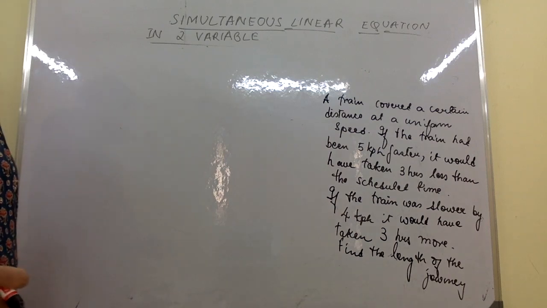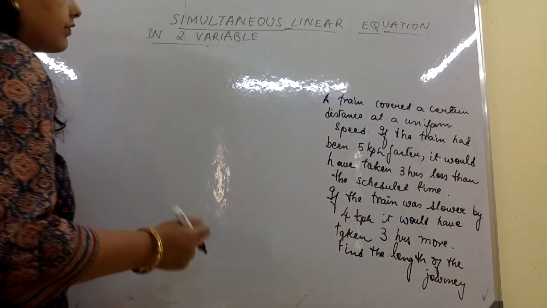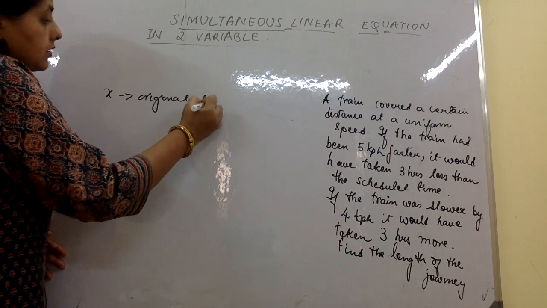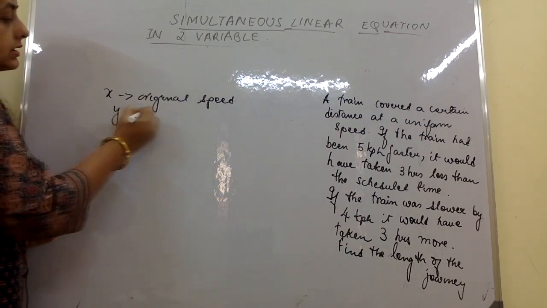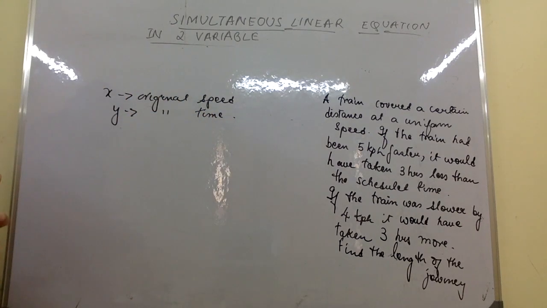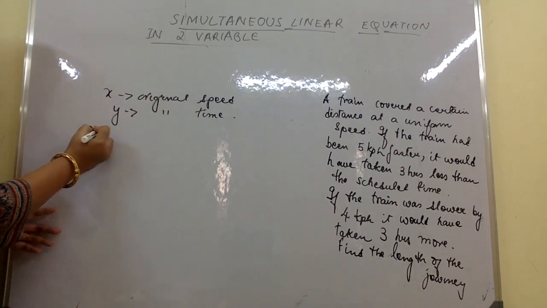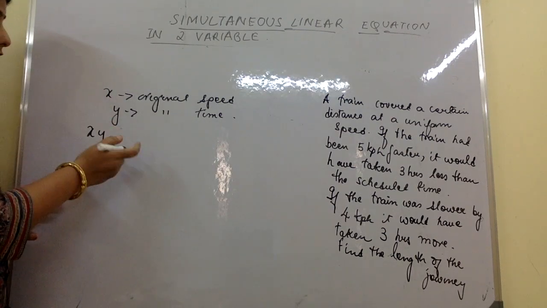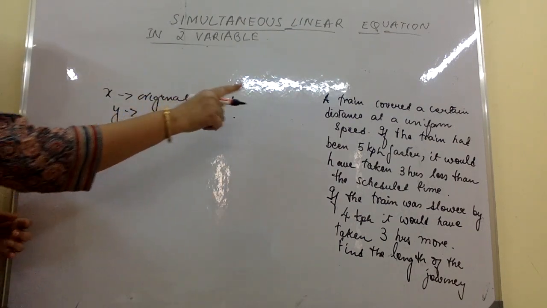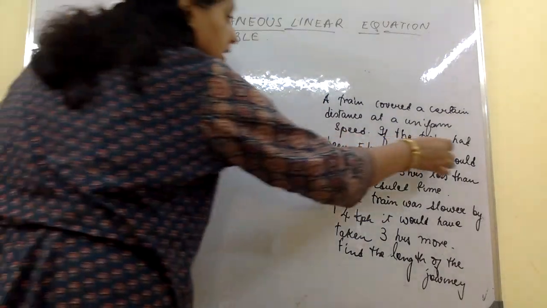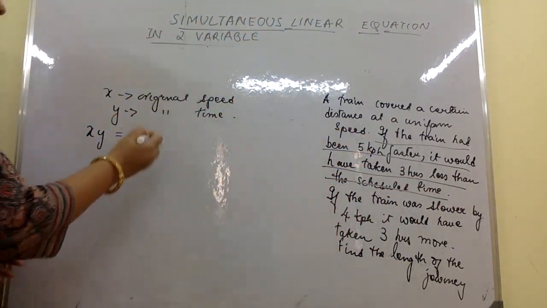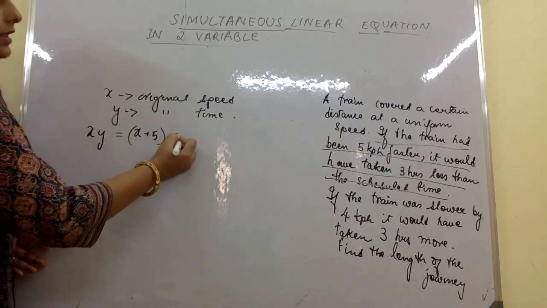So here in this question we are going to take x as the original speed of the train. Y is the original time taken by the train. Okay, then the distance is xy, because distance is speed into time. Now the same distance xy is being covered with, this is my first case, if the train had been 5 kilometers per hour faster, meaning the speed increases by 5 and the time then decreases by 3.